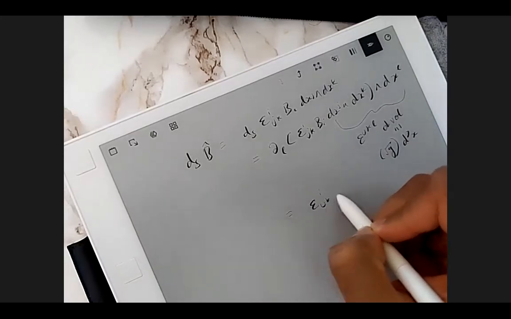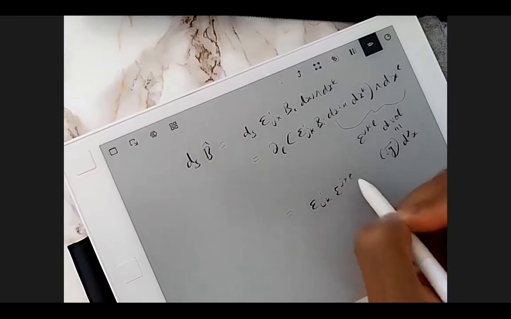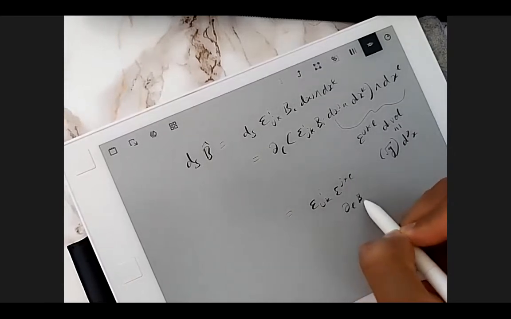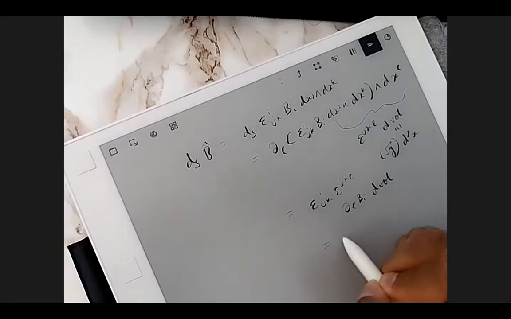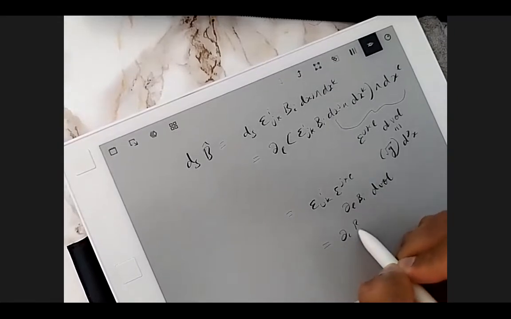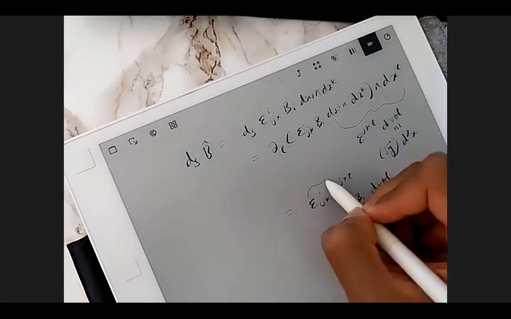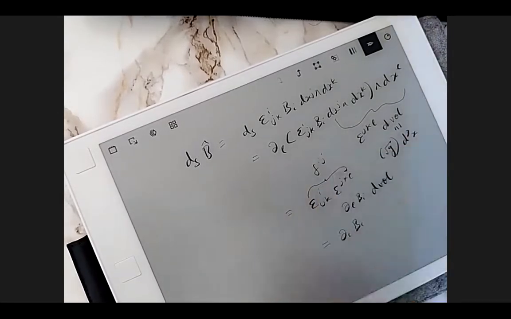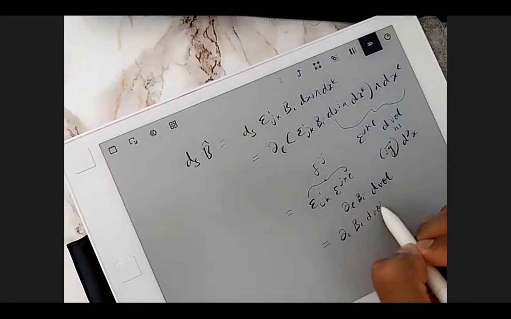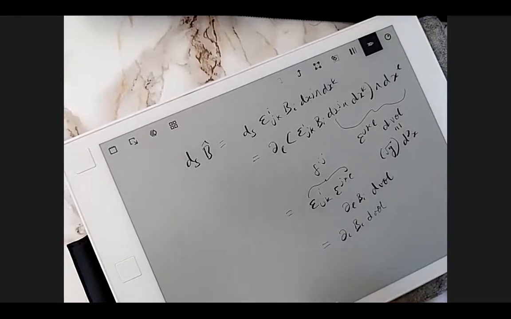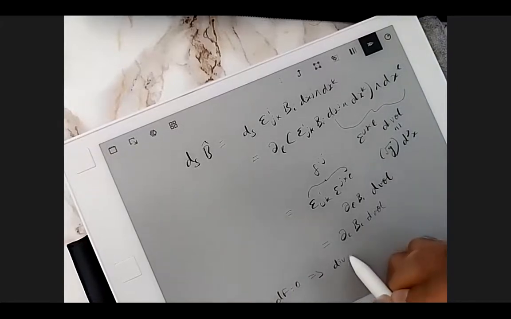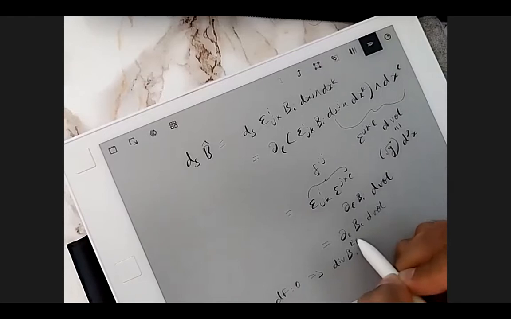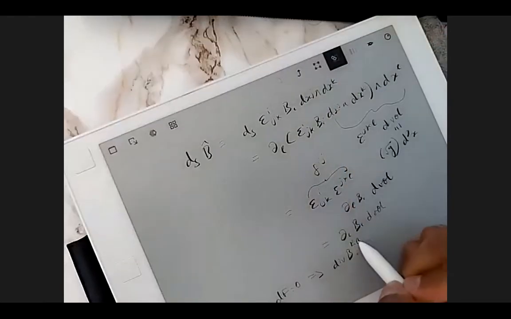We have epsilon i j k, epsilon j k l, d_l pi, and that's the volume element, which is just delta i j. This is why the Bianchi identity dF equals 0 implies the divergence of the electromagnetic magnetic field, sorry, I should call this B_EM, is 0.